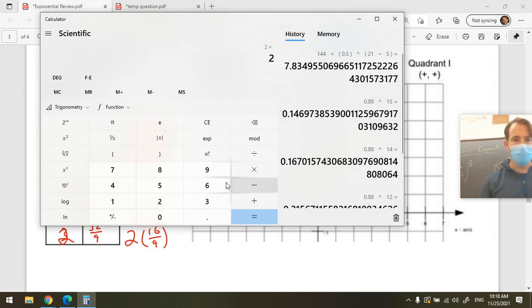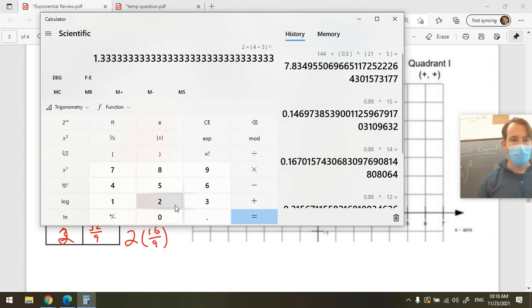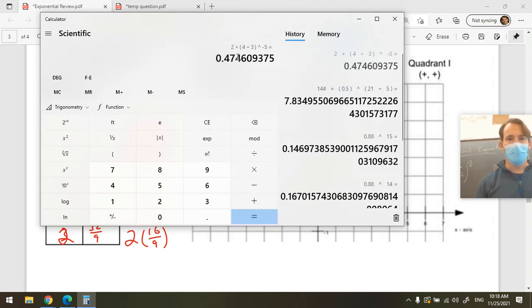2 times bracket 4 divided by 3 raised to the power negative 5. Okay, there we go. Equals 0.474. Okay, cool. So that's less than half.